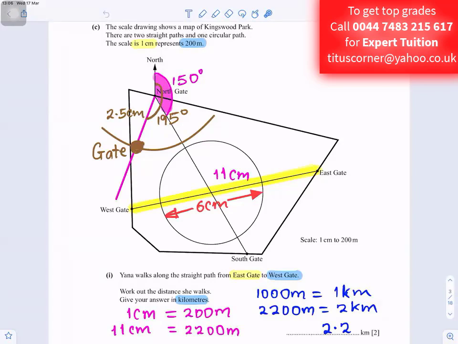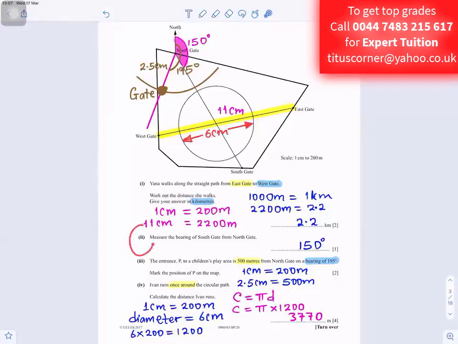So we want to measure it, because the scale is 1 centimeter to 200 meters. When I measure it, it gives me 11 centimeters. So 1 centimeter is 200 meters, so 11 centimeters will be 11 times 200, which gives you 2,200 meters. But they want the answer in kilometers. So we want to change 2,200 meters to kilometers. 1,000 meters is 1 kilometer. So 2,200 meters, you divide by 1,000, it gives you 2.2 kilometers, not 2 kilometers. It gives you 2.2 kilometers.